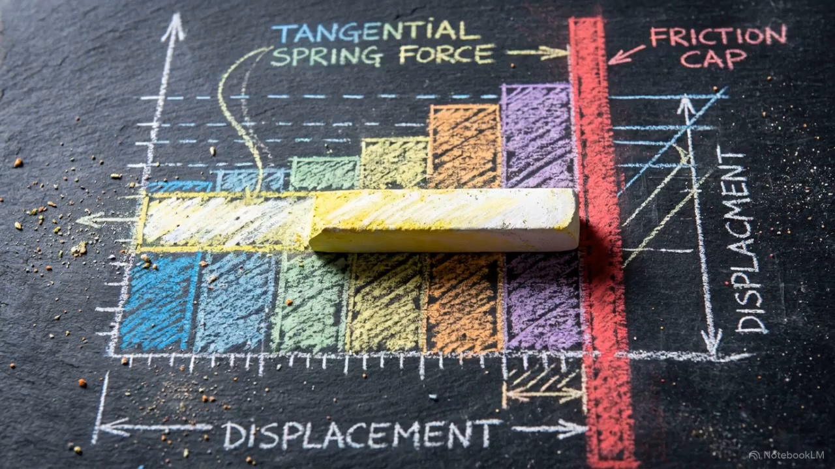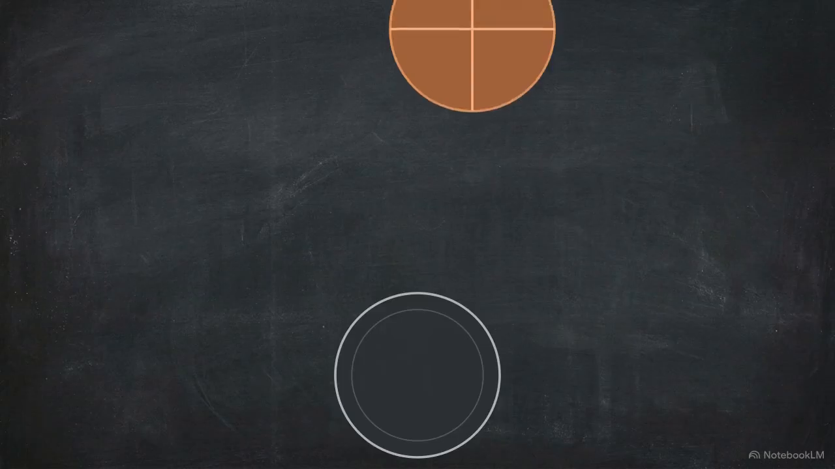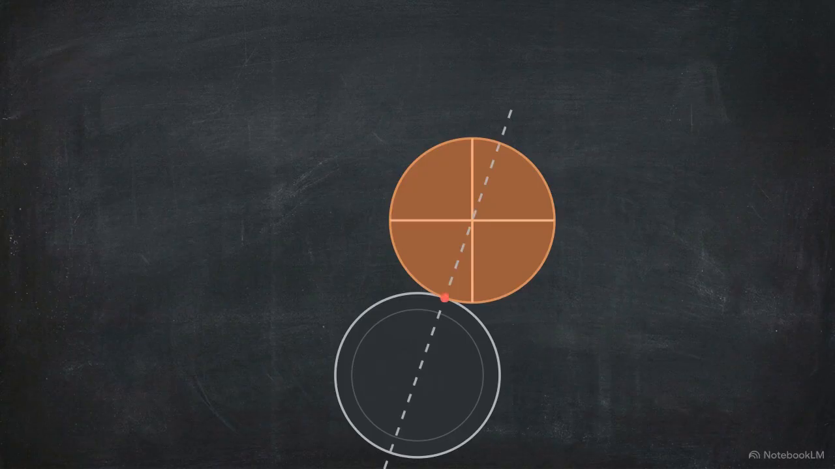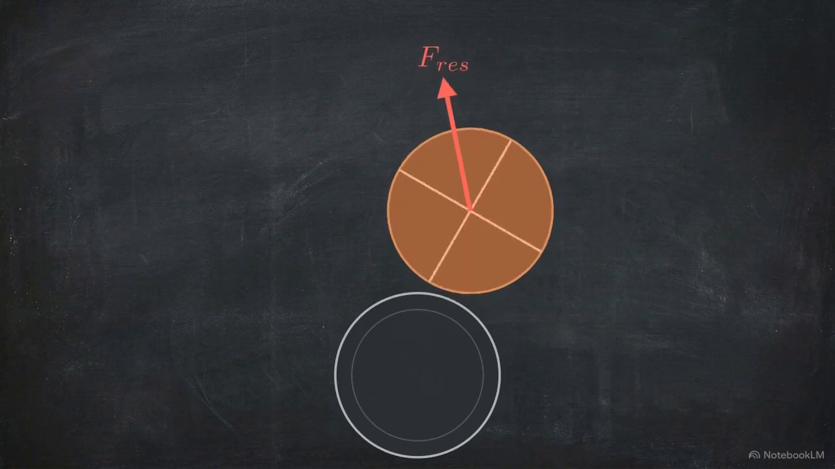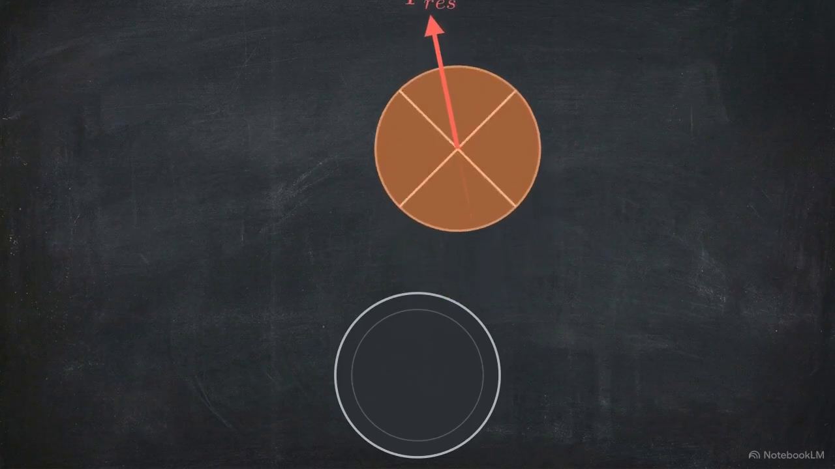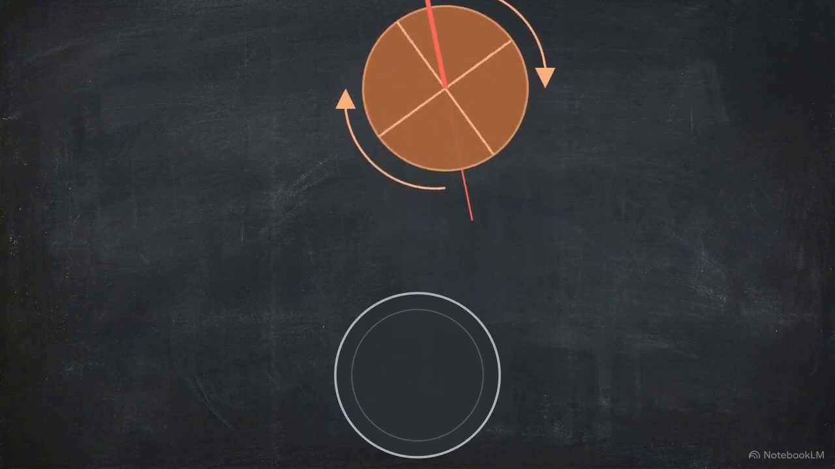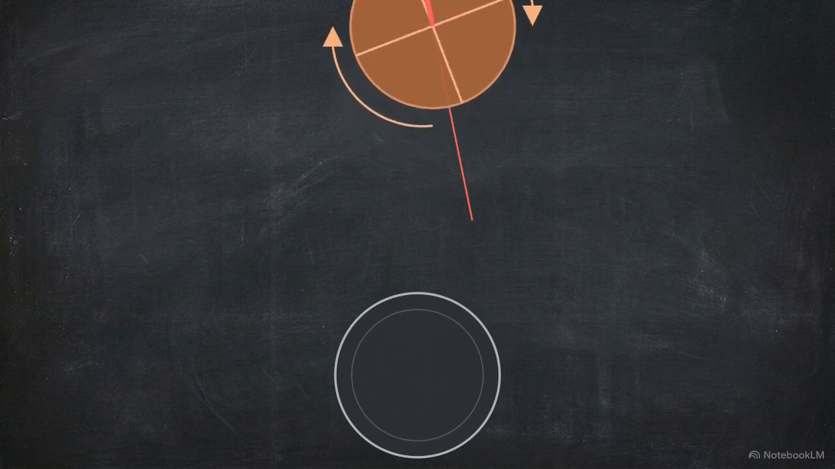Advanced contact mechanics requires this constant balancing act, calculating a growing tangential spring and checking it against a strict friction cap dictated by the normal force. Now we step back to the full simulation. By combining the outward push of the normal force and the sideways drag of the capped friction force, we generate a single resultant vector. This combined force dictates the top sphere's recoil path. The tangential friction pulls on the contact patch, forcing the ball to spin as it flies away.